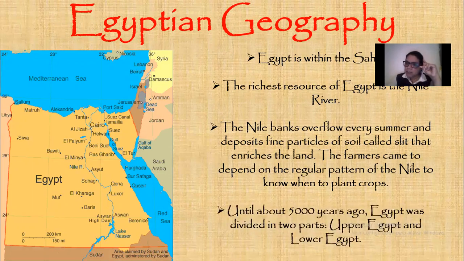Until about 5,000 years ago, Egypt was divided in two parts, Upper Egypt and Lower Egypt. Lower Egypt is here, at the top, and Upper Egypt is the bottom in the map. It's ironic, but that's the way it is. But this lasted only until a certain time, and you will see why.